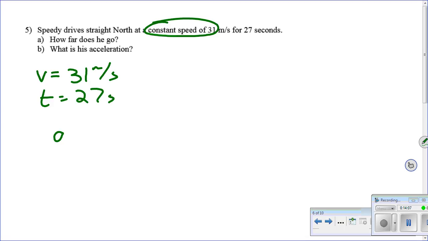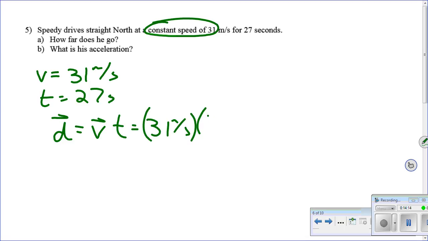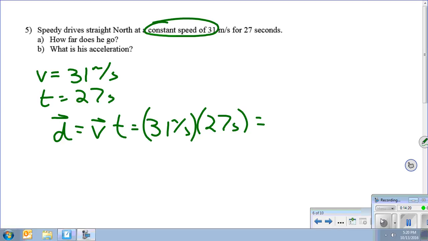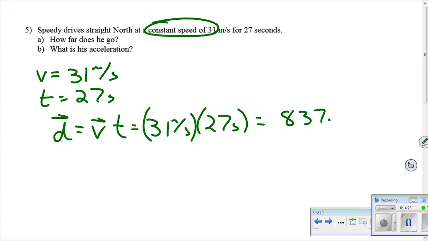So to find my displacement, it's just velocity times time. We're going 31 meters a second for 27 seconds. So multiply that out and get 837 meters.